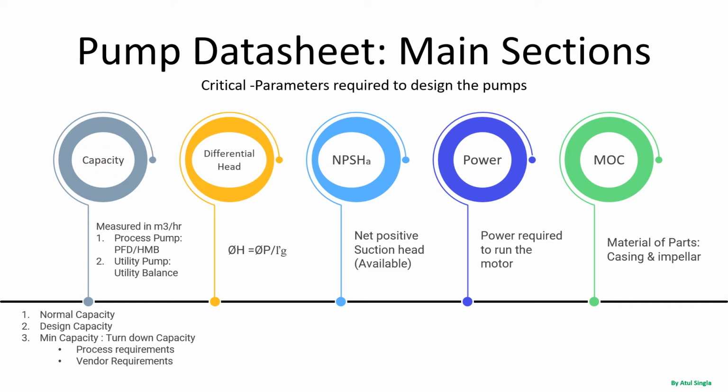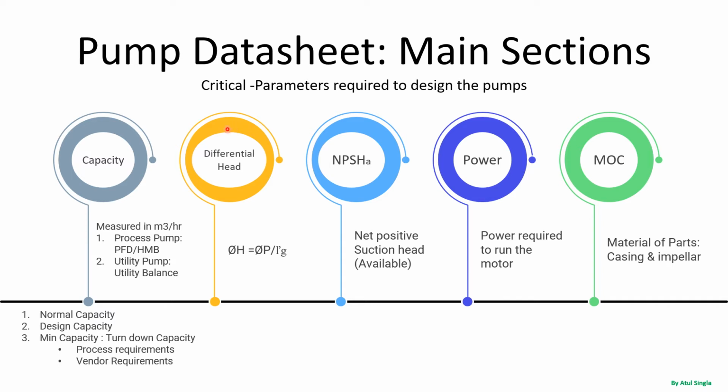There are a few things related to capacity which we need to understand: normal capacity, design capacity, and minimum capacity, right? Minimum capacity, sometimes we call it turn down capacity, is the capacity at which this pump will be running. So this information will be there in any of the process data sheet which is prepared for pumps, right?